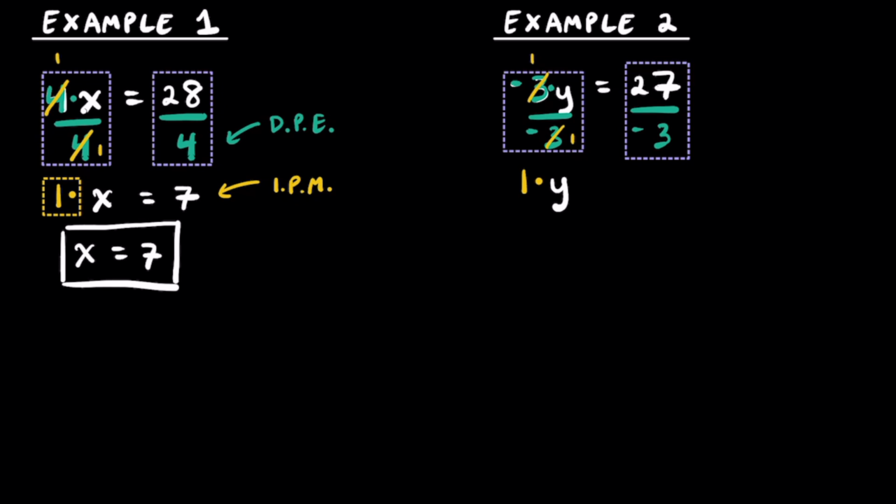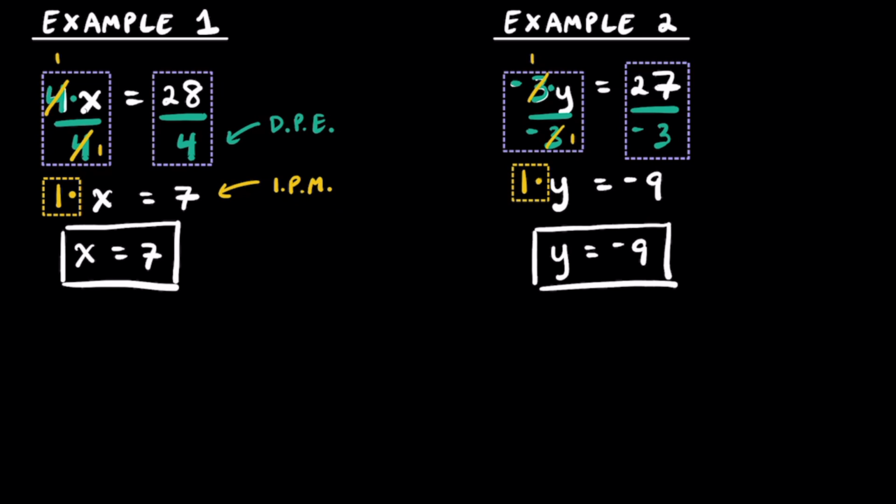On the right side of the equation, 27 divided by 3 is equal to 9, so 27 divided by negative 3 is equal to negative 9. Now that we have a coefficient of 1 for the variable, we can go ahead and drop it and write that y is equal to negative 9. There's our solution. The division property of equality lets us know that we can divide both sides by any value like negative 3, and we don't need to write the coefficient of 1 because of the identity property of multiplication.